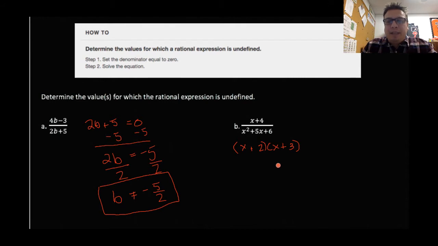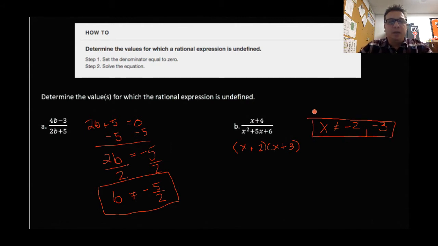So then what are the values for which the expression is undefined? Well, that would be if x is equal to negative 2 first, and then negative 3. So if I look at this, that means x cannot be these values.